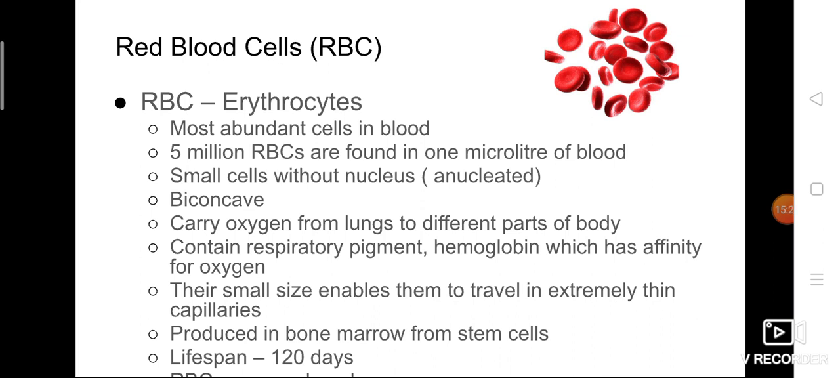They are most abundant among the cells. RBC, WBC and platelets are embedded in the plasma. If you take among these three, RBCs are most abundant. In 1 microliter, there are 5 million RBCs. They are very small in size. There is no nucleus, hence they are anucleated. They are biconcave in shape. The main function is to carry oxygen along with the pigment hemoglobin, hence they form oxyhemoglobin. Since they are very small in size, they can travel inside the thin capillaries. They are produced in bone marrow and the lifespan is 120 days. Where does the death take place? It takes place in the spleen.